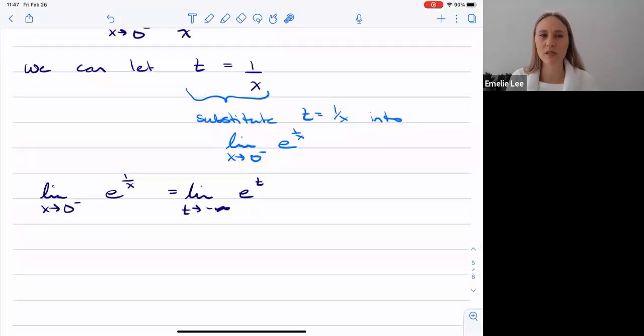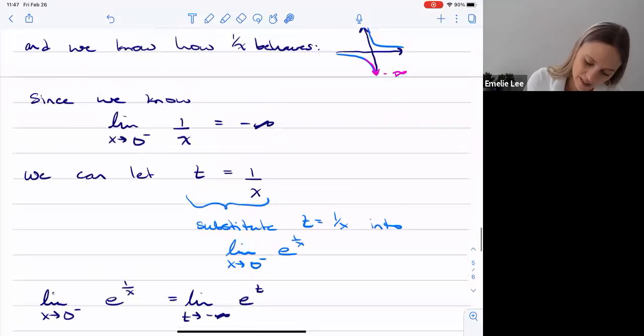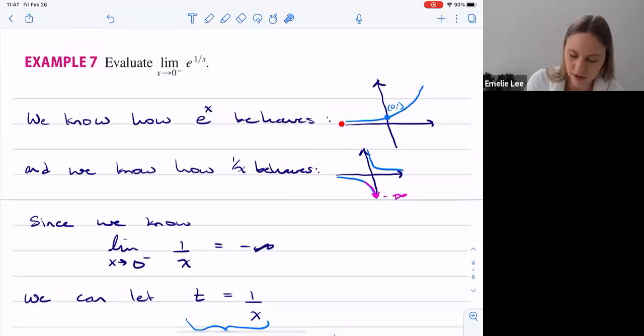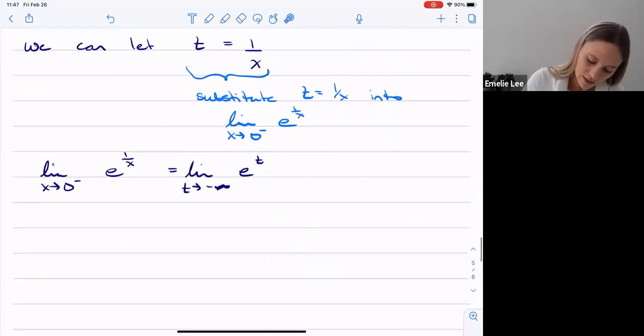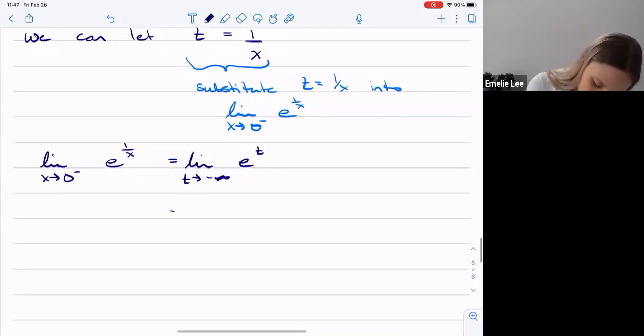Which I think we talked about last day as well. It was one of those common limits. E to the negative infinity is going to go to 0. And that's because of this graph, we have this horizontal asymptote at 0. So here, right after the substitution, this becomes 0.